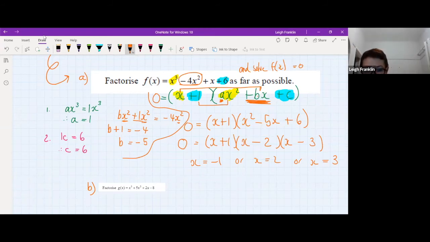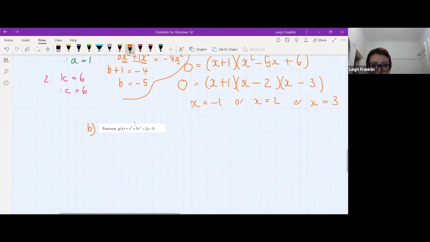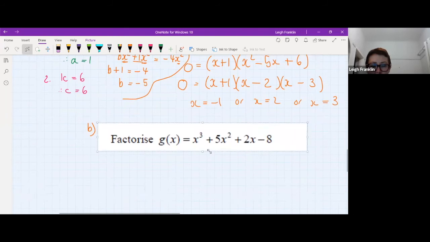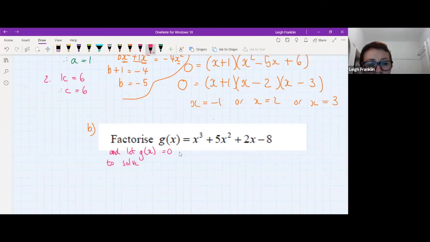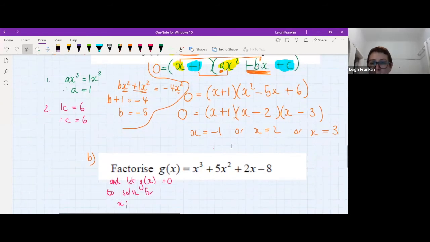Okay, how are we feeling? Okay, good stuff. All right, now I'm going to be quiet with Neliswa for a little bit, okay? And you guys are going to try this question. All right, I'm going to answer your questions now. I just want to give people work to do. So you're going to factorize g of x, okay? And let g of x equal 0 to solve for x. Okay, so if you're feeling confident now, you go ahead and jump into that.